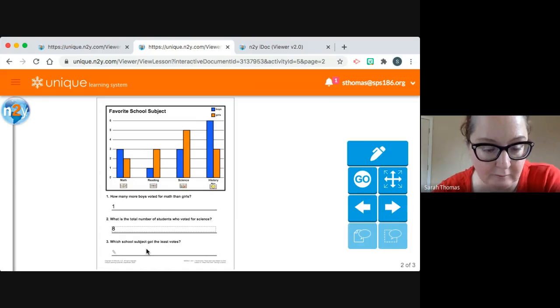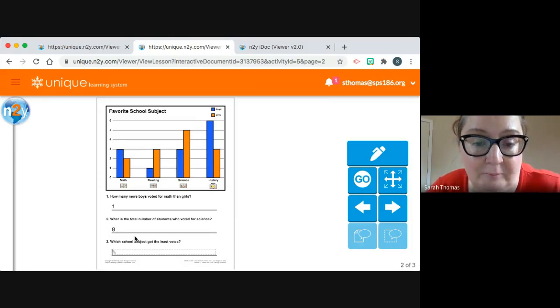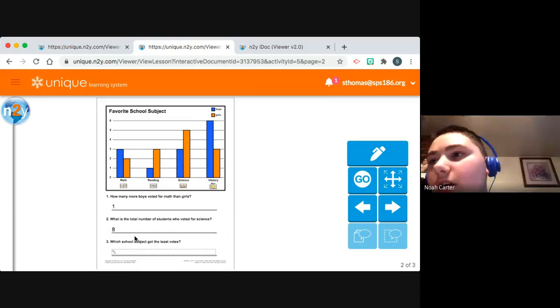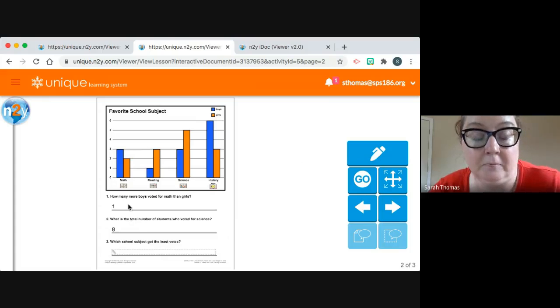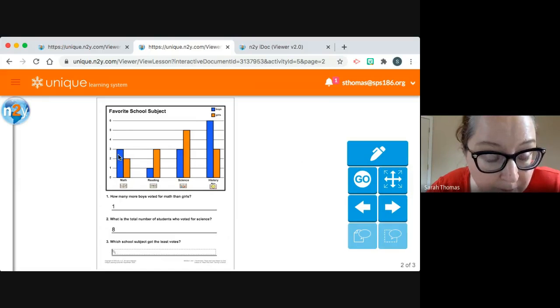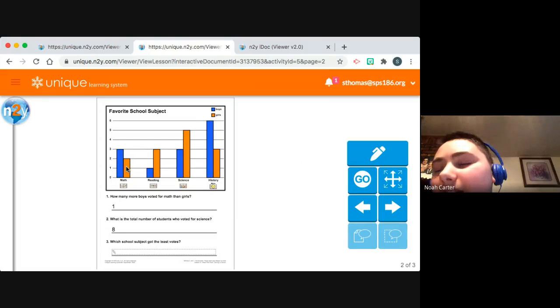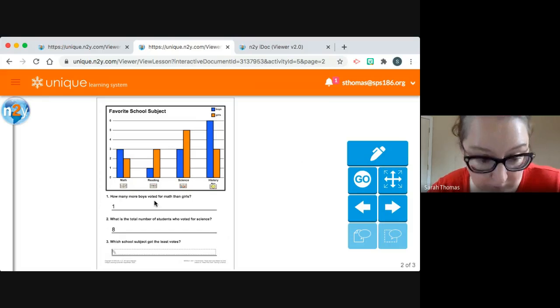Keep going. So what school subject got the least votes? Okay. Least means smallest. Which one had the fewest number of kids that voted for it? Okay, well, when they ask for the subject, is it going to be math or reading? Math. Okay, well, see, math had 3 boys and 2 girls. It's reading? Okay, well, let's talk about it first.